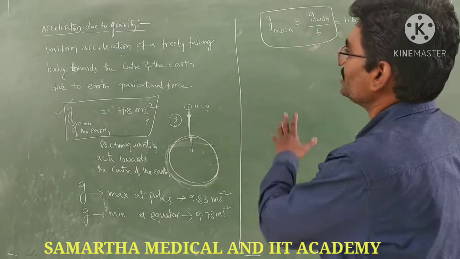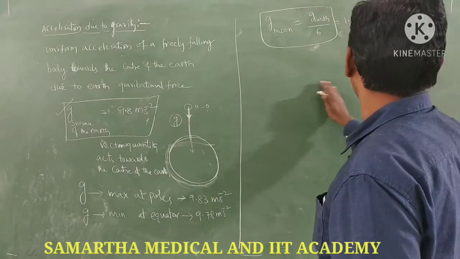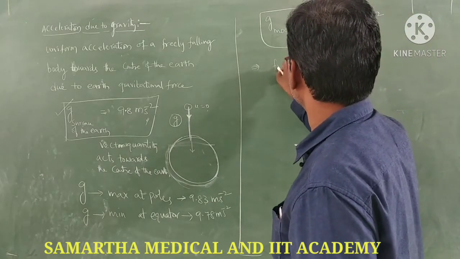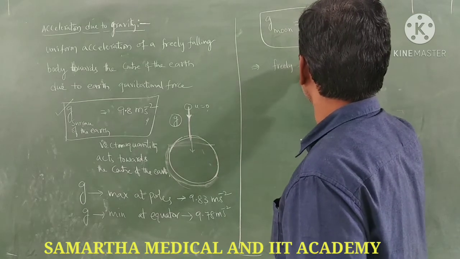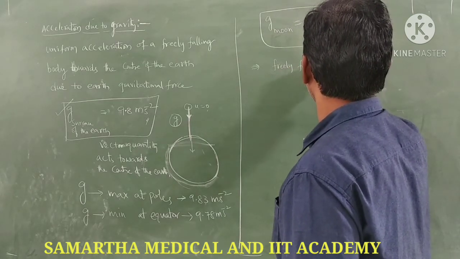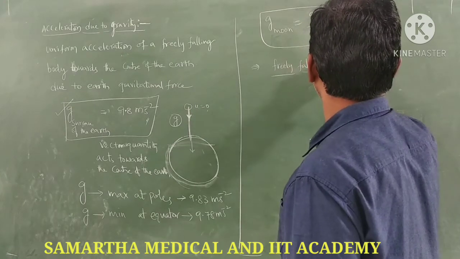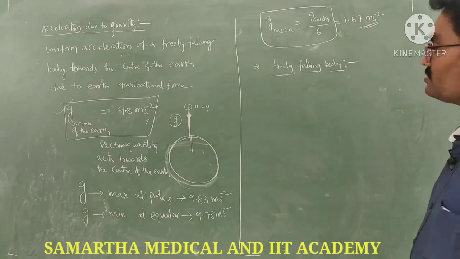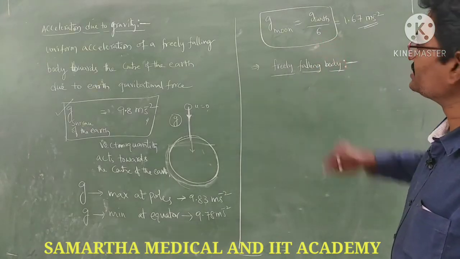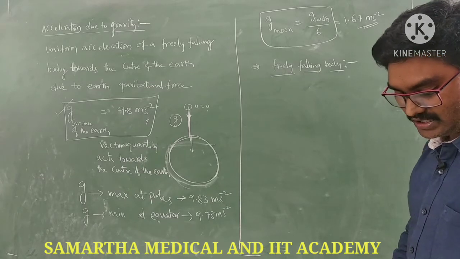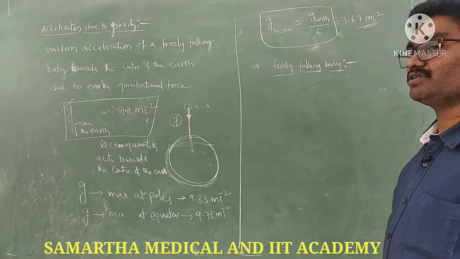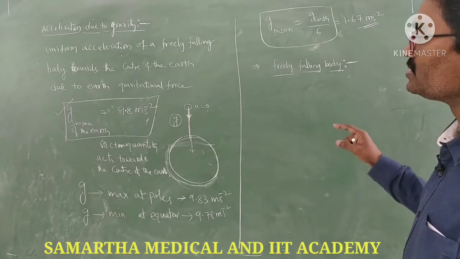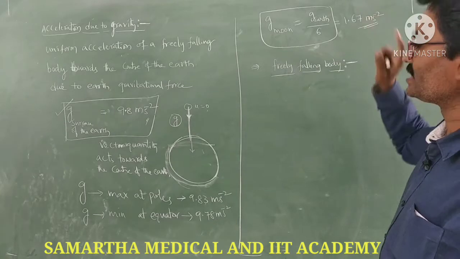Now this is about the acceleration due to gravity. Now we go to the freely falling body. Before discussing that, one more important point about acceleration due to gravity is that it is the same for all the bodies on the surface of the earth. If you take a small body or a big body, whatever it is, the acceleration due to gravity at a particular place will act the same.